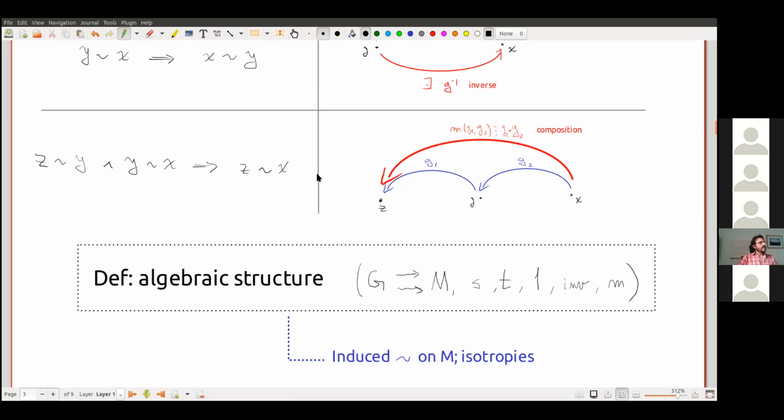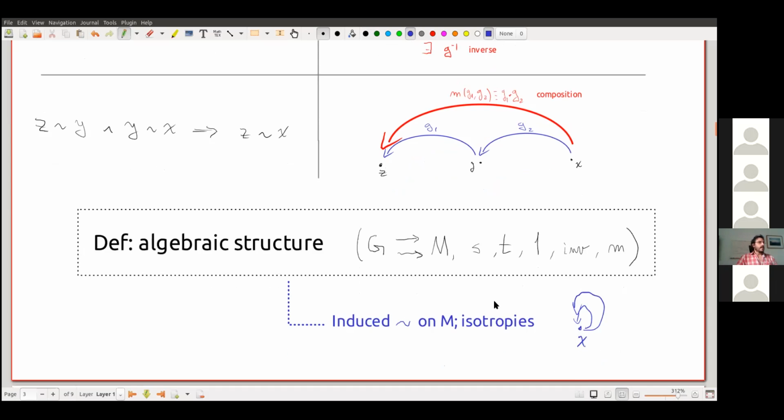So something that is nice about this analogy is that this has more information on the right, and there is actually an induced equivalence relation on the set M, but there is more information. For example, what are called isotropies, which is that an object can be equivalent to itself in many different ways, and you have the set of all those possible. This is part of your information.